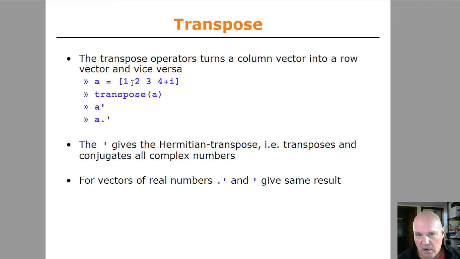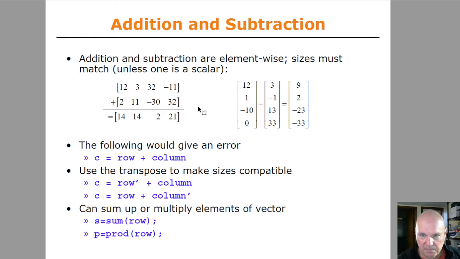But here we've defined A as a mix of real and complex numbers, so the entire matrix will be complex. For addition and subtraction, you have to make sure that the corresponding matrices or vectors are compatible for addition and subtraction. That means they actually have to be the same dimension.